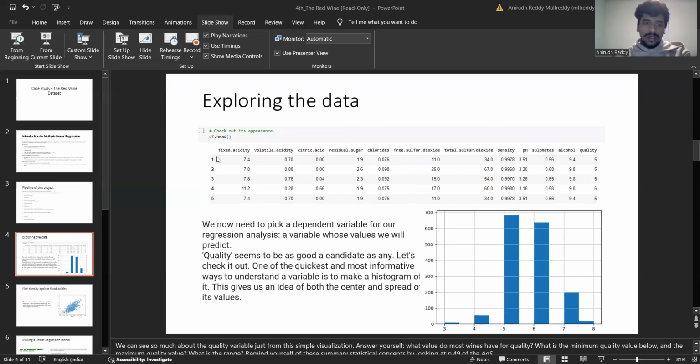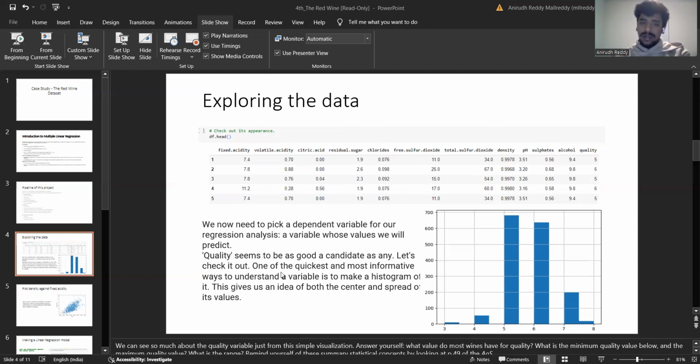You can see also, this is the dataset, which has multiple terms in the red wine: fixed acidity, volatile acidity, citric acid, residual sugar, chlorides, and sulfur dioxide, density. So in this we need to pick a dependent variable for the regression analysis, a variable whose values will be predicted. And quality seems to be as good a candidate as any.